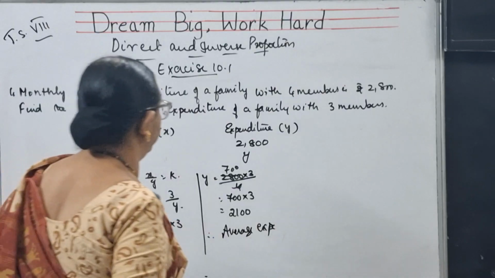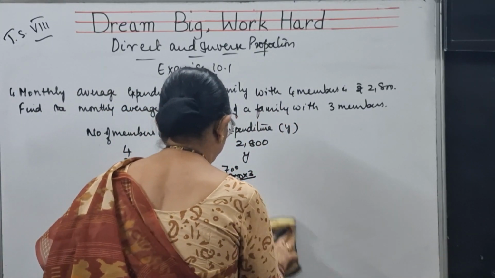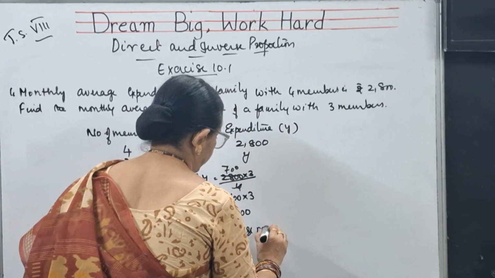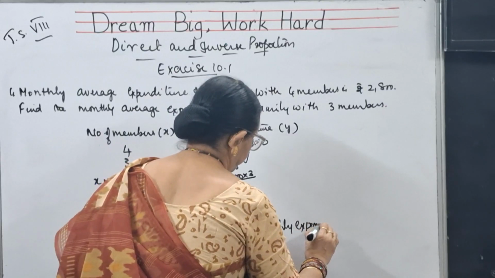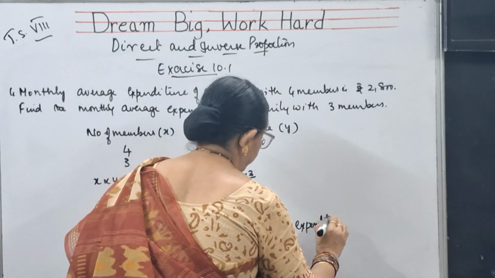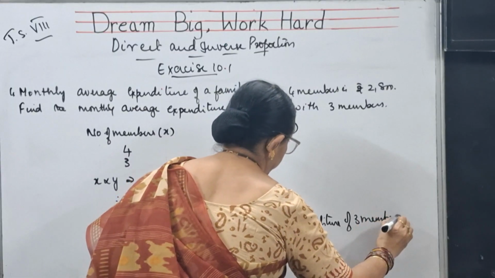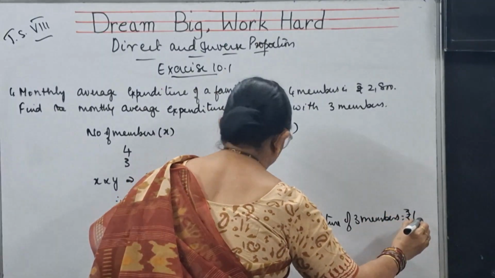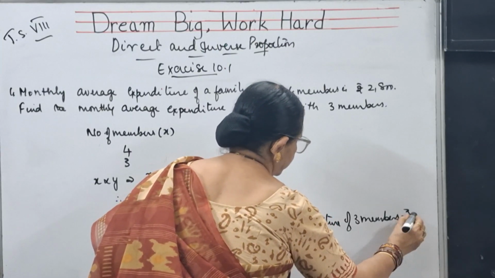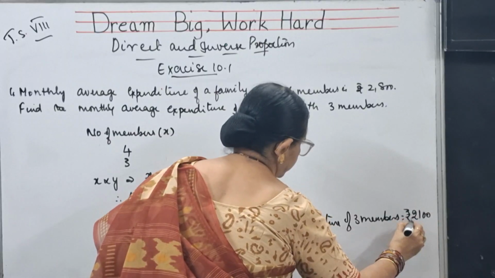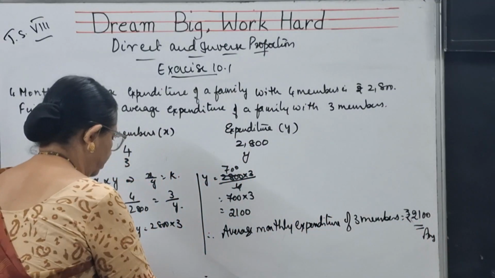Therefore, the average monthly expenditure of 3 members is equal to rupees 2,100. This is the answer. So please note it down, children.